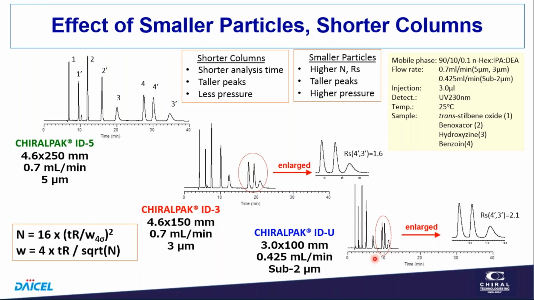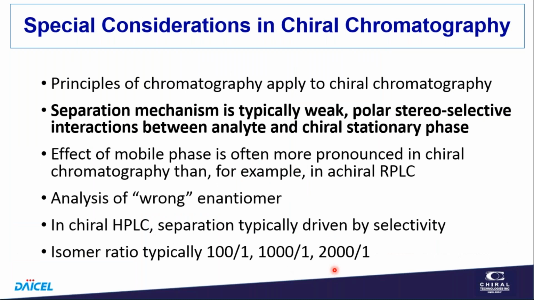If we go to smaller particles yet, from 3 micron to sub-2, we get a further increase in sharpness of the peak. Again, not on the same time or response scale, but these peaks are taller because the area is conserved. And we got back some of our resolution, partly because we went to smaller particles, but also probably a lot-to-lot difference. And I'd certainly point out again, lot-to-lot variability is an issue you probably have encountered in achiral chromatography.